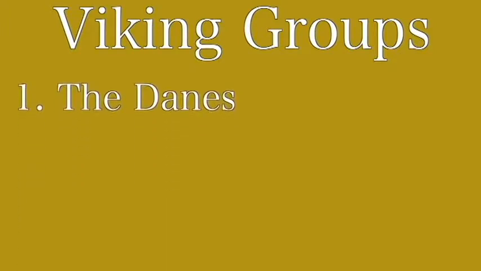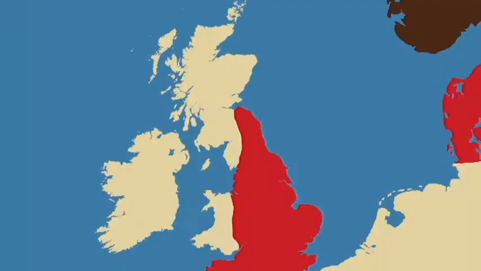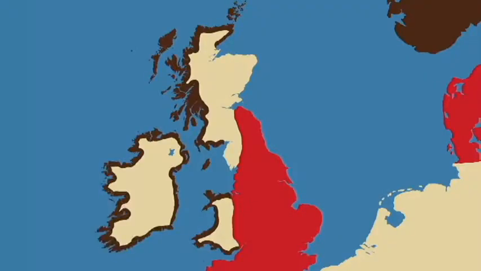The Vikings consisted of two major groups. The first were the Danes from Denmark, who operated mostly in what is now England. The second group were the Norse from Norway, who focused on the northern coast of Britain as well as Ireland and Wales.